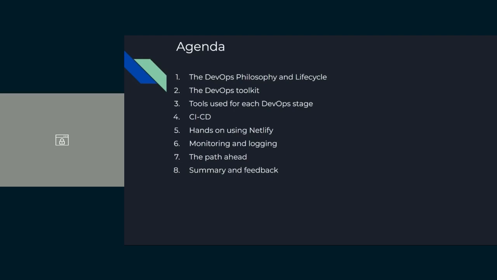Then we'll look at something that is known as the DevOps toolkit. So that means a lot of tools are used to implement DevOps. So what are those and how they integrate into this whole process? After that, we'll be venturing into something that is CI/CD. CI/CD stands for continuous integration, continuous deployment. So that is something that we'll be focusing on next.